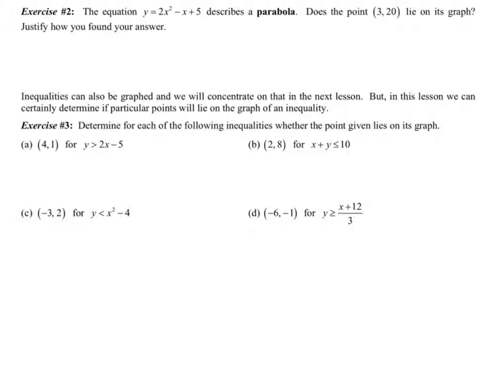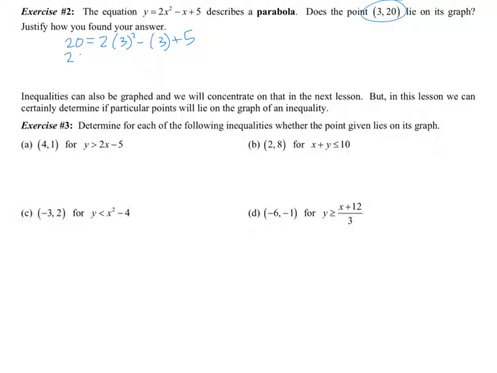So, for exercise 2, the equation y equals 2x squared minus x plus 5 describes a parabola. The fact that there is an x squared right here means it's going to be a parabola. Remember, a parabola is a graph that has a little curve in it. So it's not going to be a linear equation. It won't be a straight line. So, does the point (3, 20) lie on its graph? So, 20 is going to go in for y. 3 is going to go in for every single x.